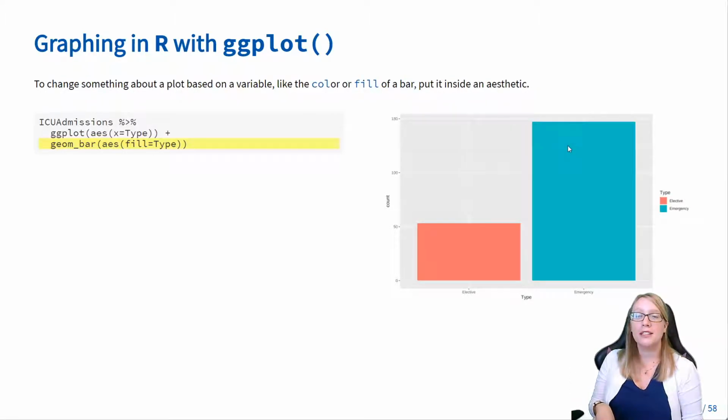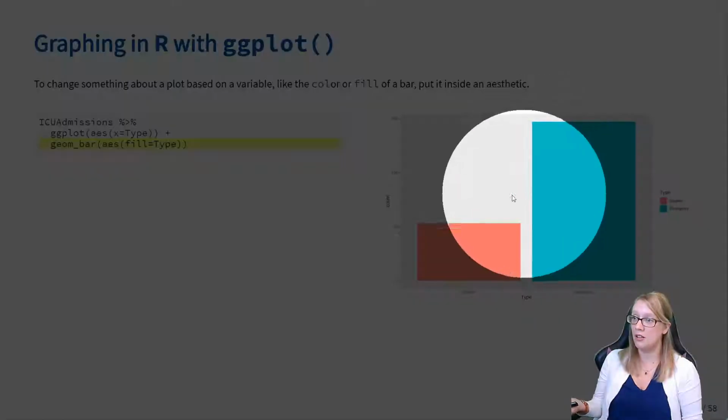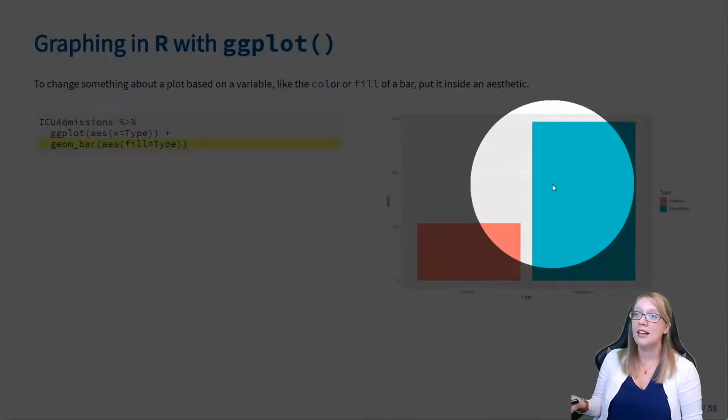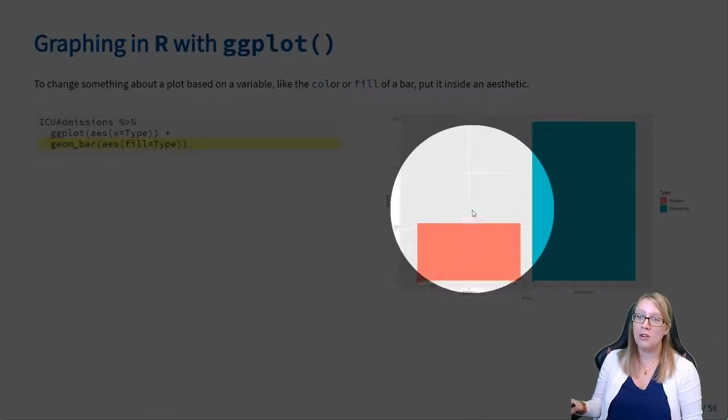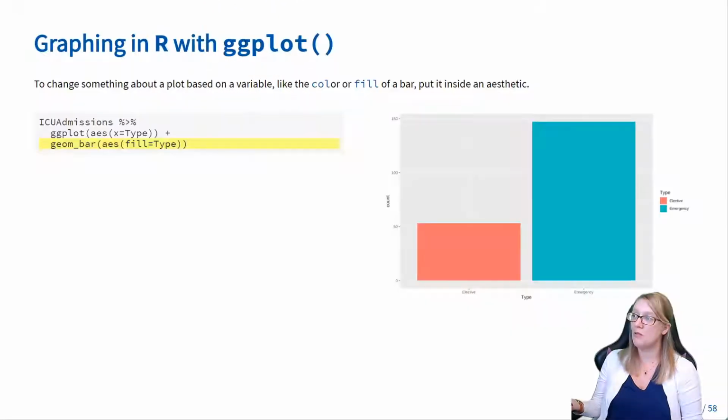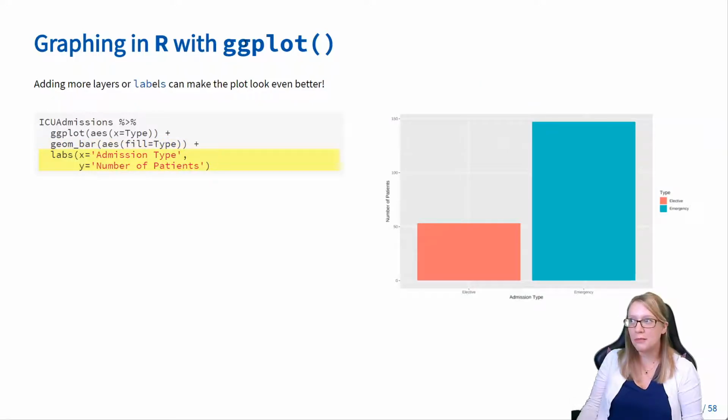We might want to make this a little bit flashier, so say we might want to change the fill or the shading of these bars. It depends on the variable, elective versus emergency, so we'll put that within a plot aesthetic. So these 3 lines of code create this beautiful bar chart.